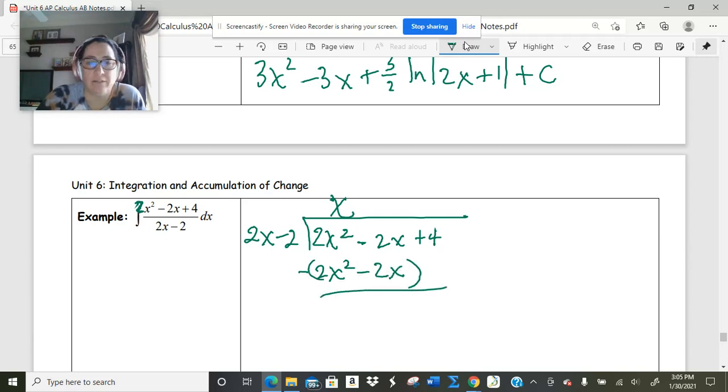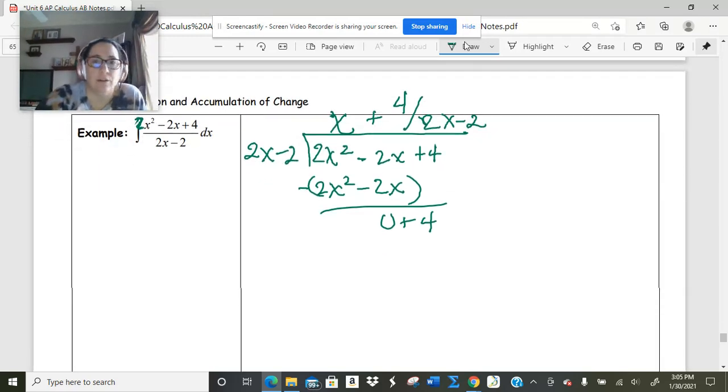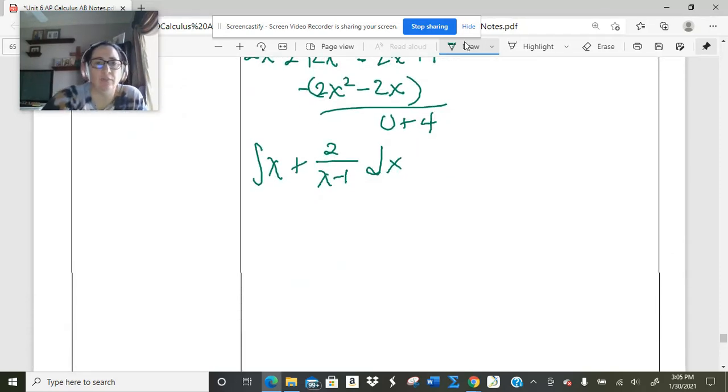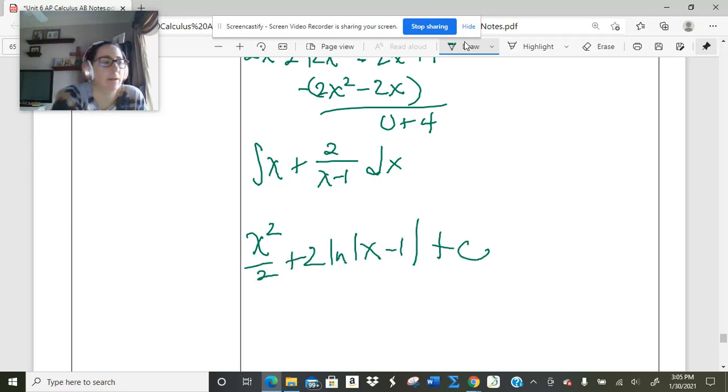Oh my gosh, look how nice and easy that was. Okay, so this is actually the integral of x plus, and I can get rid of a 2 here, which is nice, 2 over x minus 1. Now go finish and see if you can get the right answer. Okay.